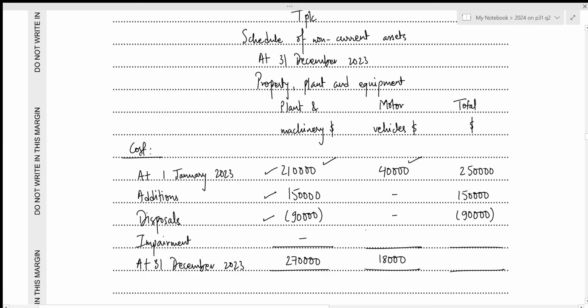Now for the impairment amount to be included here, we can just create an equation. So we are starting with 40,000. We need to subtract a certain amount so that we get the value of 18,000. So the amount to be subtracted will be equal to 40,000 minus 18,000. Which results in 22,000. So the total impairment will also be 22,000. Now the total of the cost at the closing date will be 250,000 plus 150,000 minus 90,000 minus 22,000, which results in 288,000. Okay, we are done with the first section.